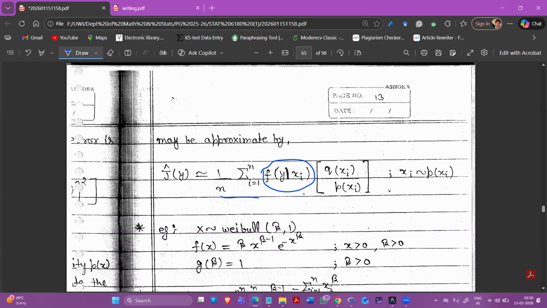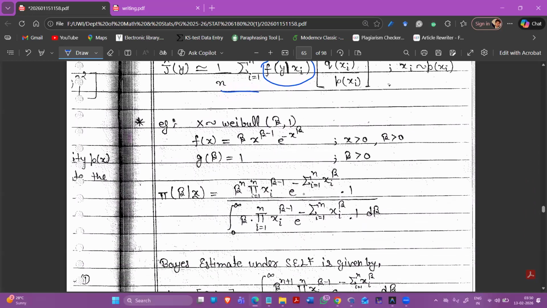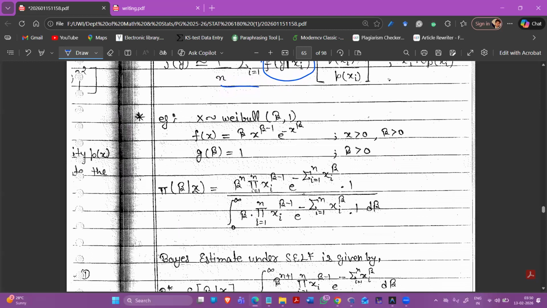All right, here we are going to take one example. Okay, now consider x follows the Weibull distribution with parameter beta and 1. That means the parameter k we are going to assume is known and it is equal to 1.